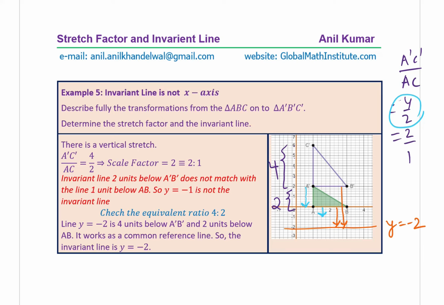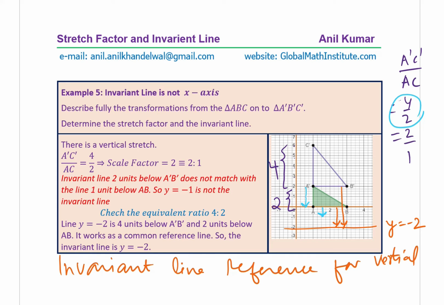So, the invariant line basically is the one which is a reference line which matches with the vertical distance of the scale factor. Correct? So, note here that whenever you try to find the invariant line, the invariant line provides reference for vertical distance. In this case, I can write in general for distance ratio: perpendicular distance ratio to be same as stretch factor.